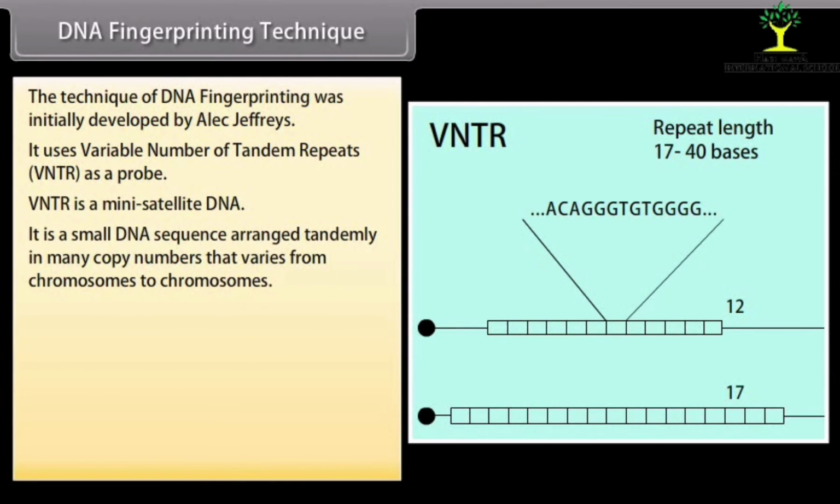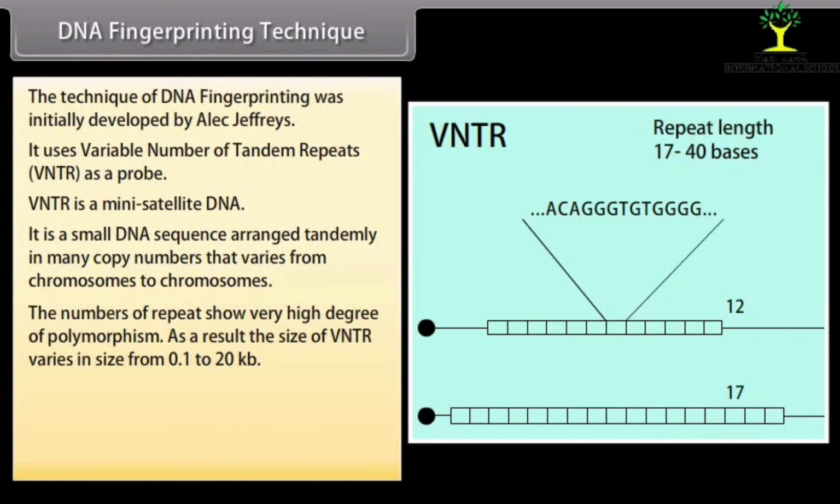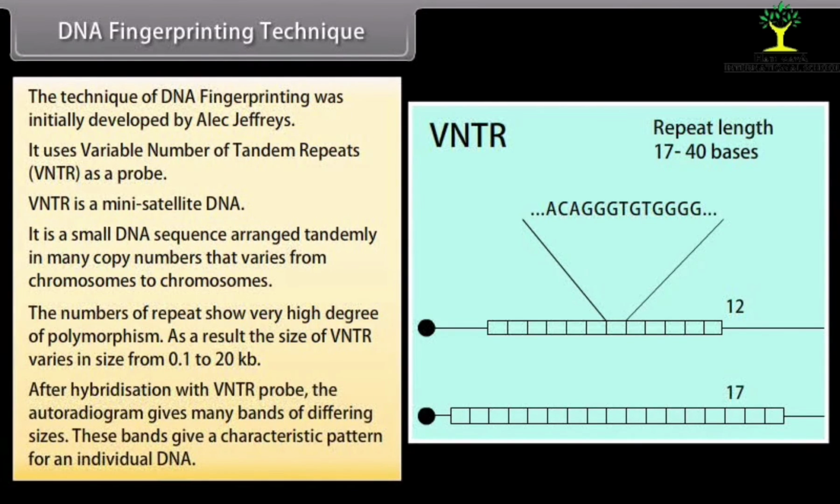It is a small DNA sequence arranged tandemly in many copy numbers that varies from chromosome to chromosome. The numbers of repeats show very high degree of polymorphism. As a result, the size of VNTR varies from 0.1 to 20 kb. After hybridization with VNTR probe, the autoradiogram gives many bands of differing sizes. These bands give a characteristic pattern for an individual's DNA.